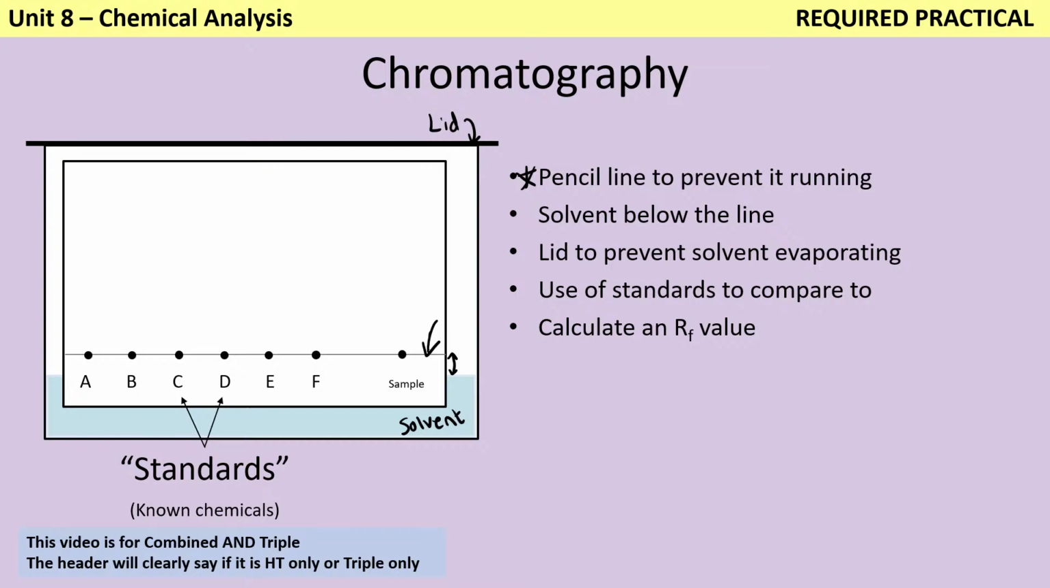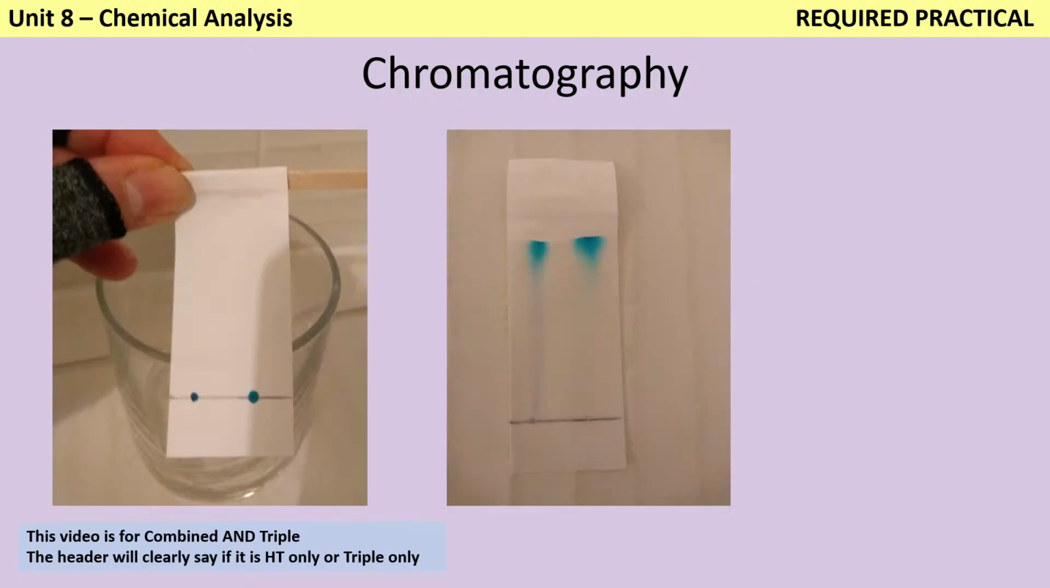And then, depending on the type of chromatography we're doing, we're either going to have some known chemicals, which are our standards, so we know what these are, and then we're going to compare our sample to those and say, is it the same as A? Is it the same as B? Or we can calculate an RF value, and we can do that quantitatively instead.